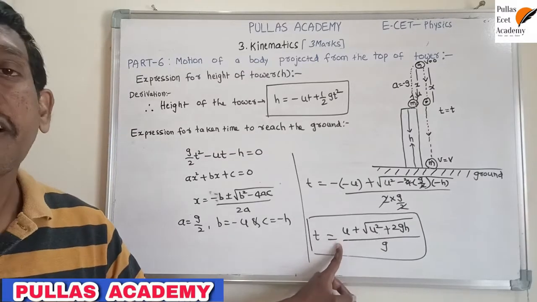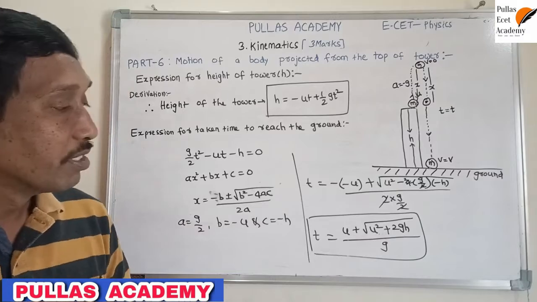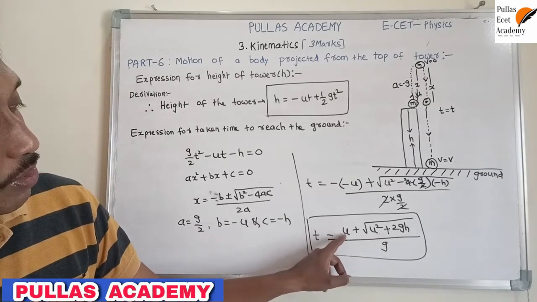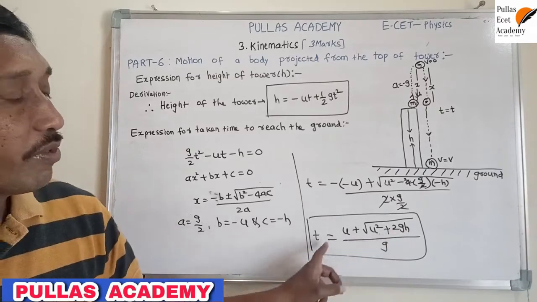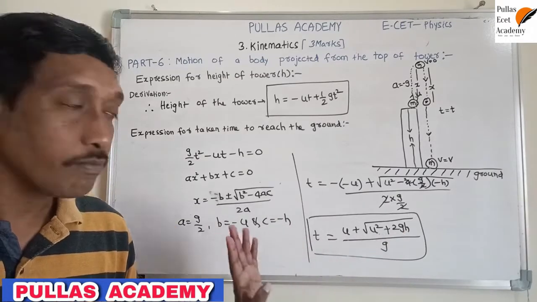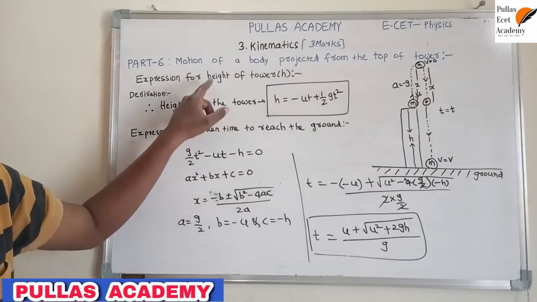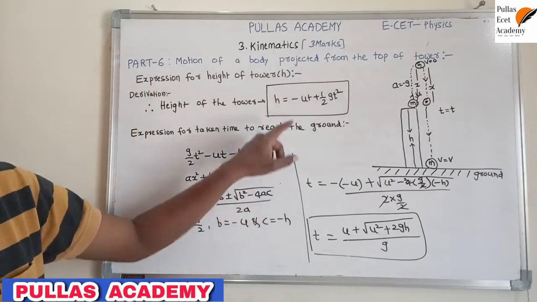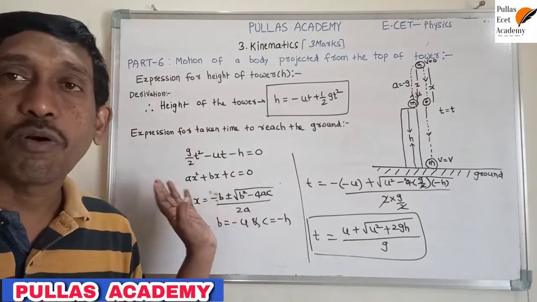So this is a standard equation. If you want to convert it into any form, there is no problem. Mainly it's just the u value and h value. g is a known value. You get the time taken. Okay now. So this is the expression for time taken. This is the expression for the height of the tower. Just these two are the important expressions in this concept.